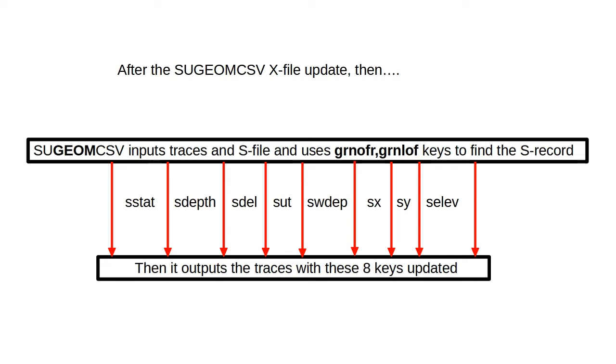Using the shot line and point numbers that were put into trace headers from the X record, SU-geom-CSV finds the S record. It then updates the values from that S record into the appropriate trace header keys.